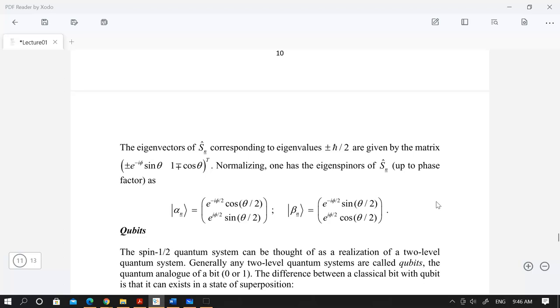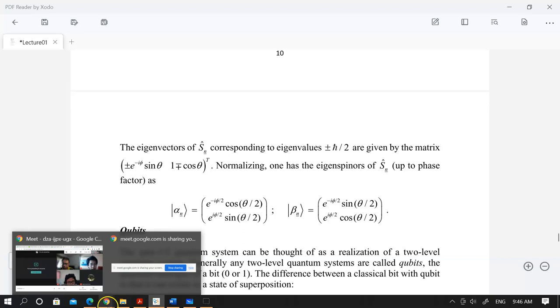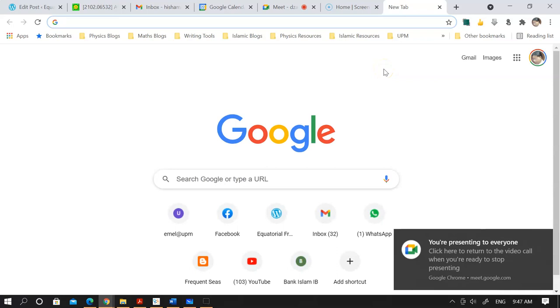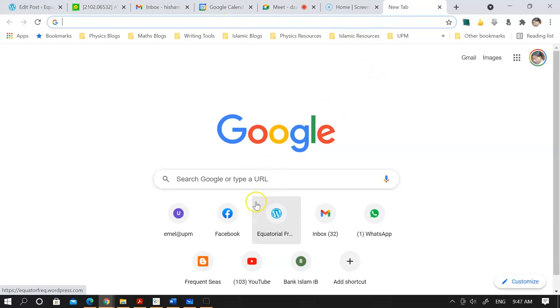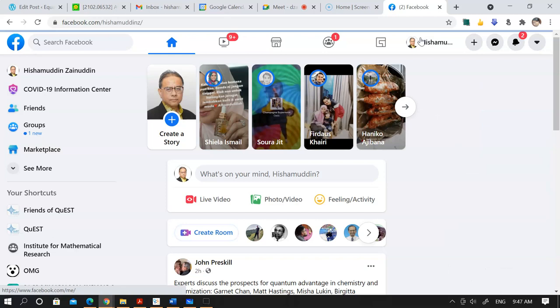There is a platform, whether you want to try it or not, called, I can't remember what it is. It's called check. What was that called? Maybe I'll go to my Facebook for a while. Are you seeing this?